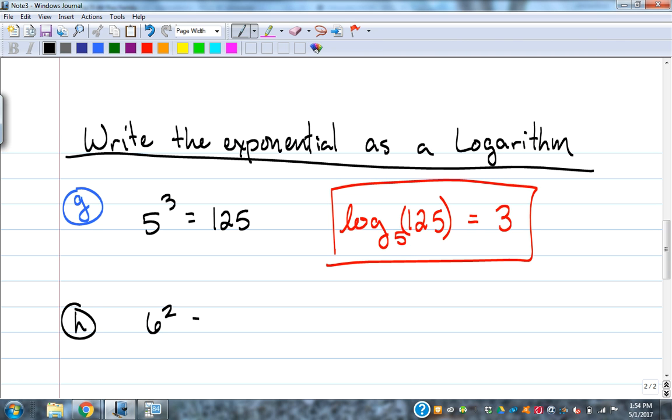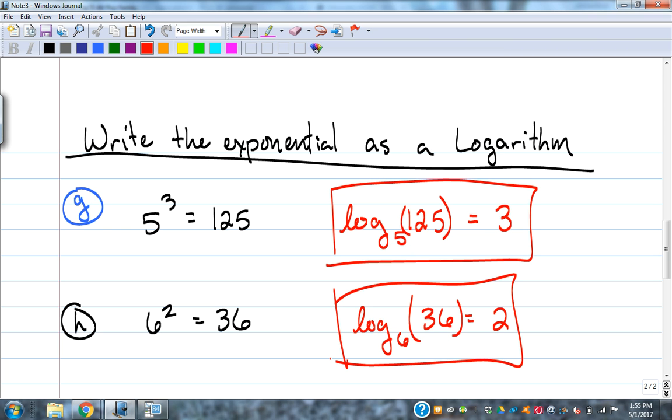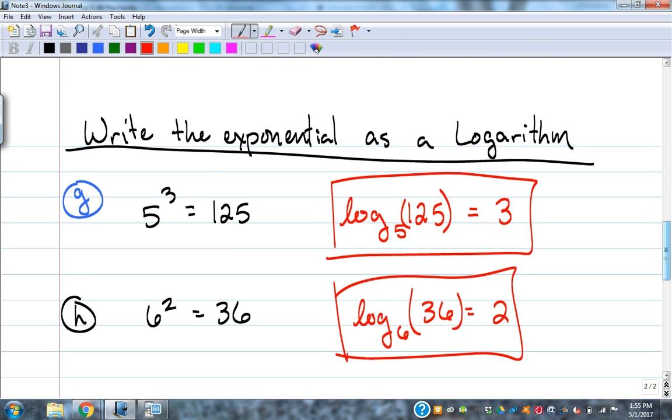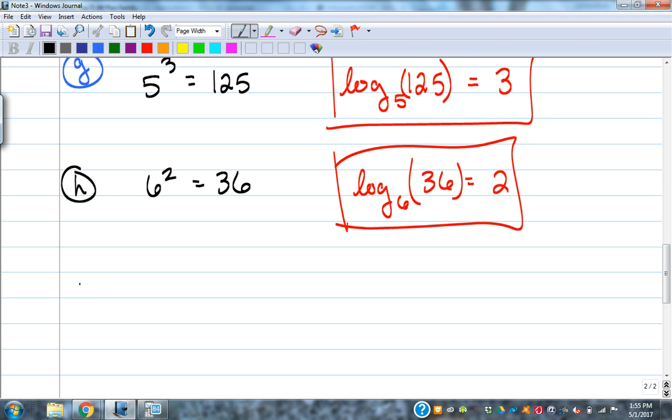6 squared equals, what's 6 squared? 36, right? So log base what? Of 36 is equal to 2. It is that easy, guys. And yes, we'll take a quiz over this. It should be 100 for most of us.